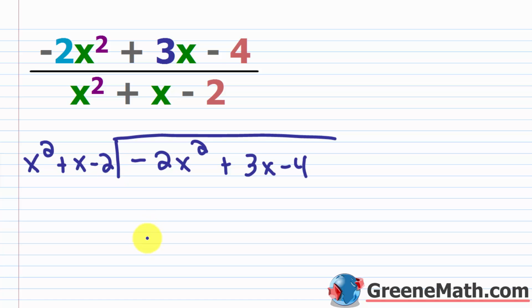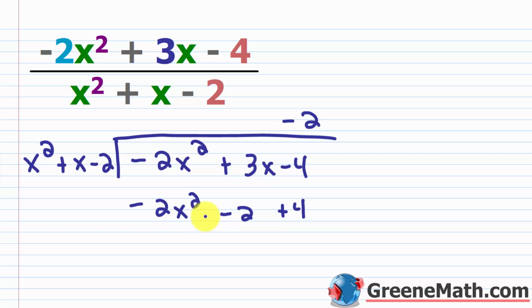Well, really all you're going to be able to do is you do x squared into negative 2x squared. That's going to give you negative 2. Okay, and you're basically done. You're just going to be left with the remainder. So negative 2 times x squared is negative 2x squared. Negative 2 times x is negative 2x. Negative 2 times negative 2 is going to be plus 4.